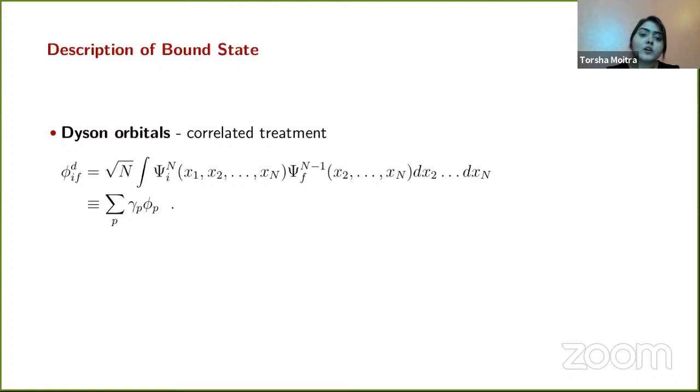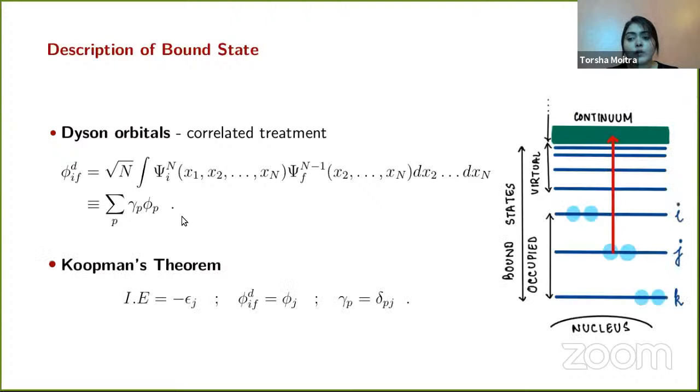I have shown you that we want to focus on the Dyson orbitals. The one electron Dyson orbitals are basically defined as the overlap of the initial N electron state of the system with the final N minus one electron state of the system. This reduces to a linear combination of ground state molecular spin orbitals phi p with coefficients gamma p. Now consider a situation where the ionization is solely occurring from the jth molecular orbital. Under this situation, the Dyson orbital is exactly equal to the jth molecular orbital, and the contribution of the jth molecular orbital towards the Dyson orbital is one, and all other molecular orbitals have a contribution of zero.